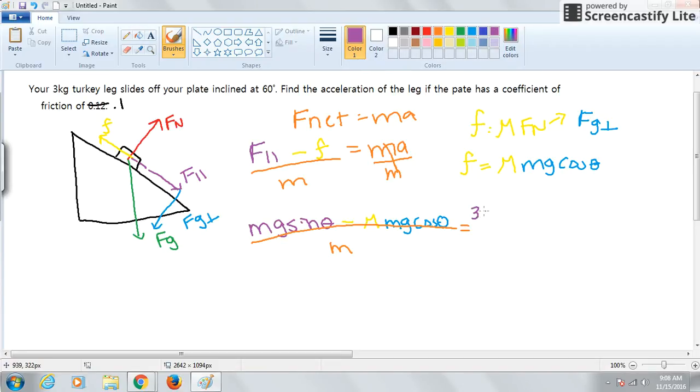So it's going to be 3 times 10 times the sine of 60 minus mu, which here is 0.1, times m, which is 3, times g, which is 10, times the cosine of 60. And all of that will get divided by 3. So you end up with an acceleration in and around 7.66 meters per second squared.